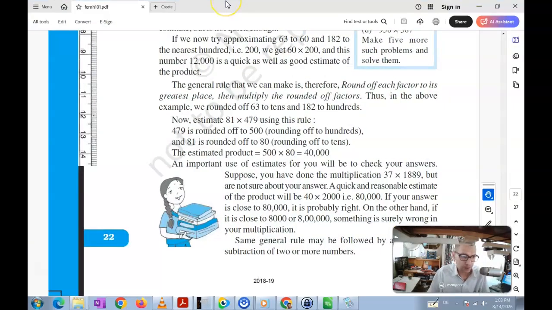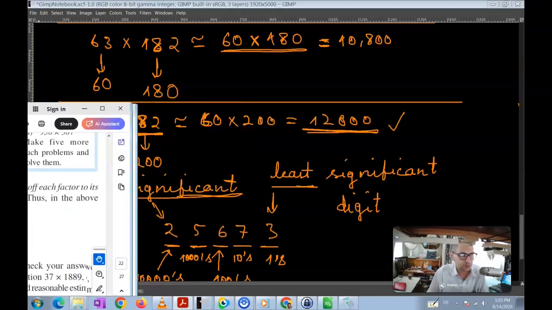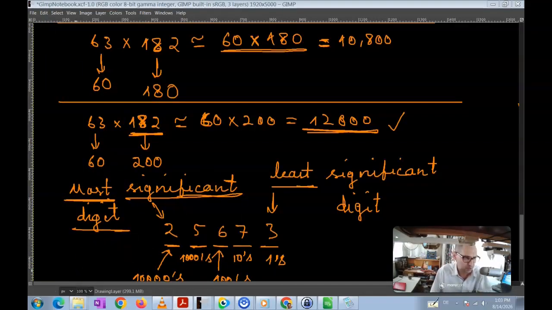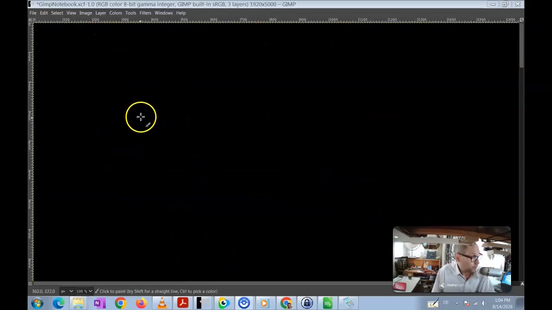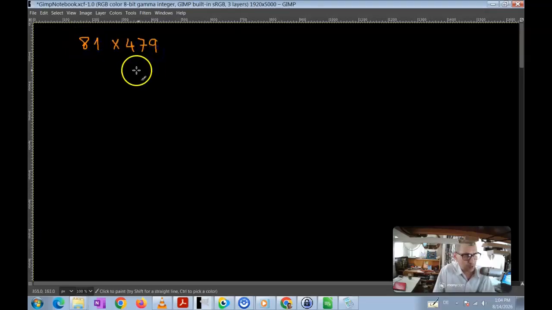Now the next thing that we have over here is 479 times 81, basically. So let's see how we can calculate this. We have another calculation, which is 81 times 479.